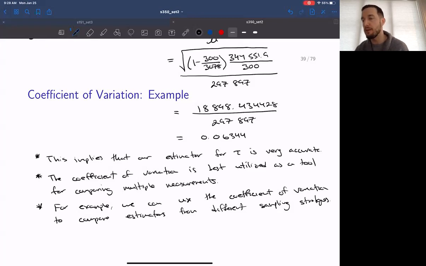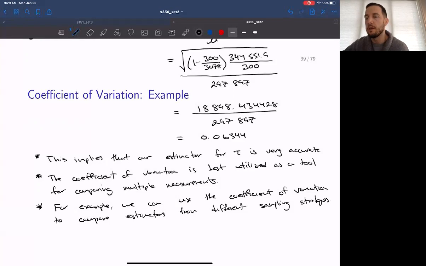So that gives us some evidence that maybe SRS would be the better approach for estimating the population mean in the context of whatever the experiment is. So the real value of this CV, the coefficient of variation, is as a tool for comparing estimators from different sampling strategies, or you could compare estimators within the same exercise. So we could collect maybe 10 samples for this particular problem and then compare the estimators across those 10 samples.